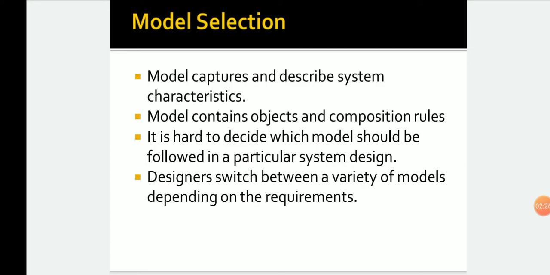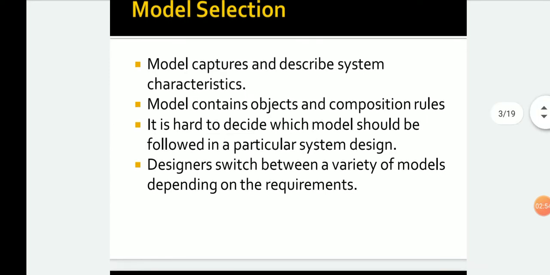See the first sentence: the model describes system characteristics. A model contains subjects, objects and composition rules. It is hard to decide which model should be followed in a particular system design. There are many types of models, which will be discussed further. Since there are many models, it is hard for designers to stick to one model. So depending on the system requirements, designers switch between a variety of models.